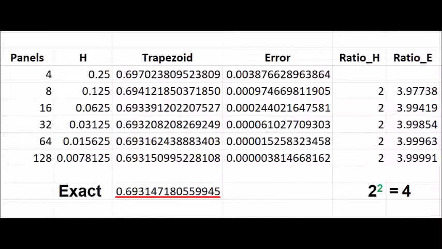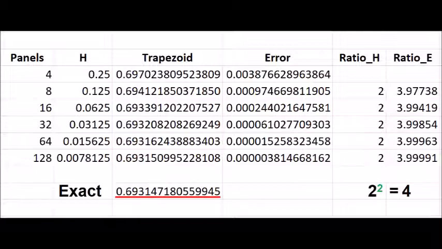The last column follows a similar rule to the 5th column. Instead of h, this time we divide the error in one row by the error in the next row. That gives us a ratio. This ratio isn't exactly the same from one row to another, but for the most part it is pretty close. Notice in the last row that 3.9999 is very close to 4.